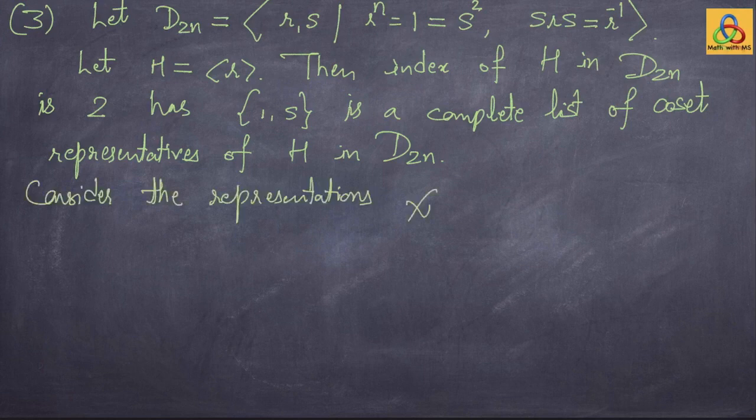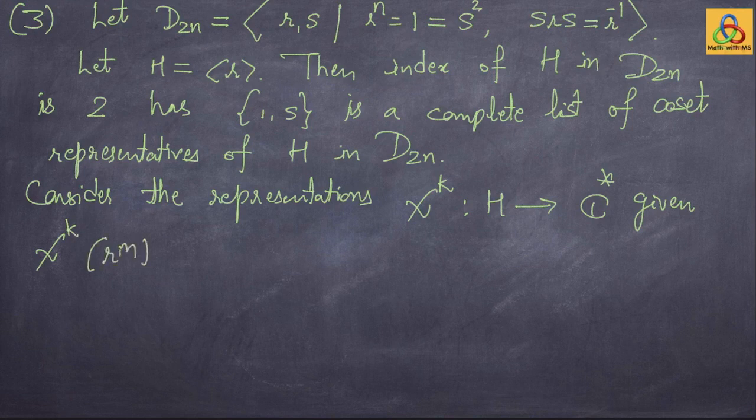Consider the representations chi superscript k from the subgroup H to C star. We know H is a cyclic subgroup of order n, and we know all its inequivalent irreducible representations, given by chi k of R to the power m equals e to the power 2 pi i k m by n. We have already discussed representations of abelian groups in detail in previous lectures; they are all distinct characters, so they are all inequivalent, and of course they are irreducible, being one dimensional.